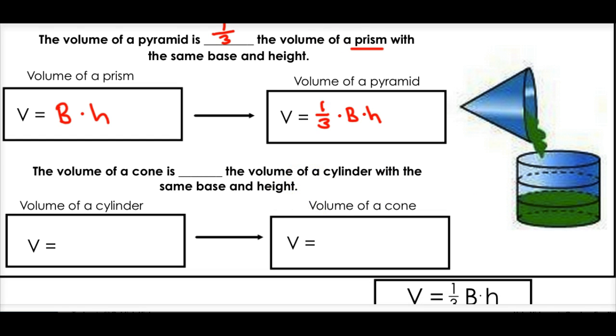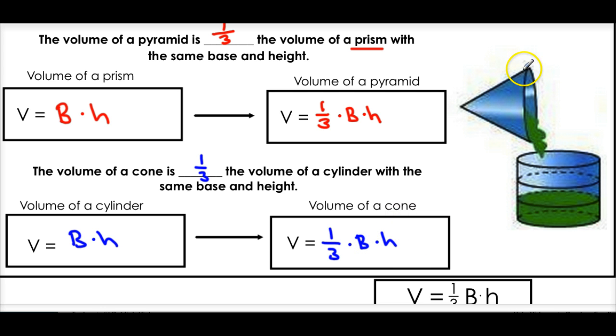Well, while we're on the topic, let's talk about cones. Did you also know that the volume of a cone is 1/3 the volume of a cylinder with the same base and height? So let's see, the volume of a cylinder, once again, it's just the base times the height. So what do you think the volume of a cone is? That's right, 1/3 the base times the height.